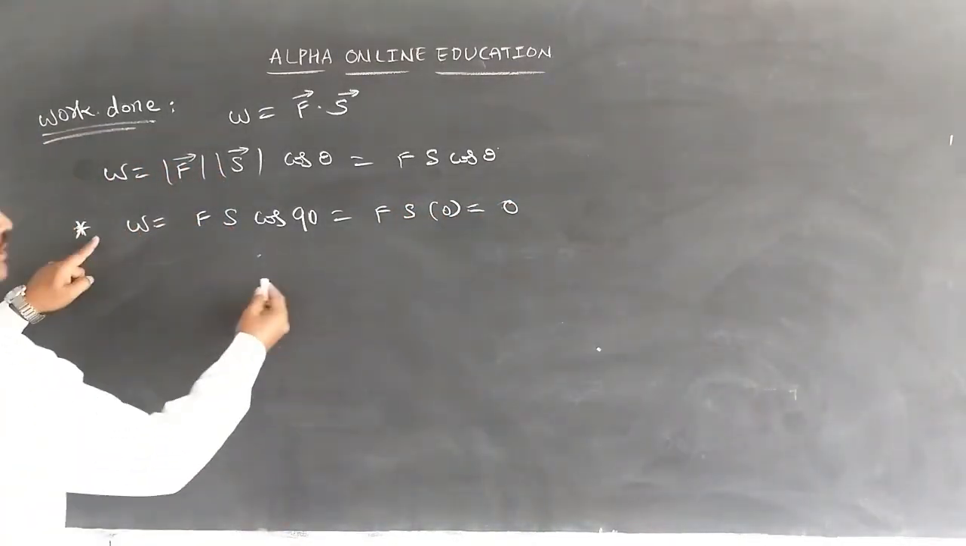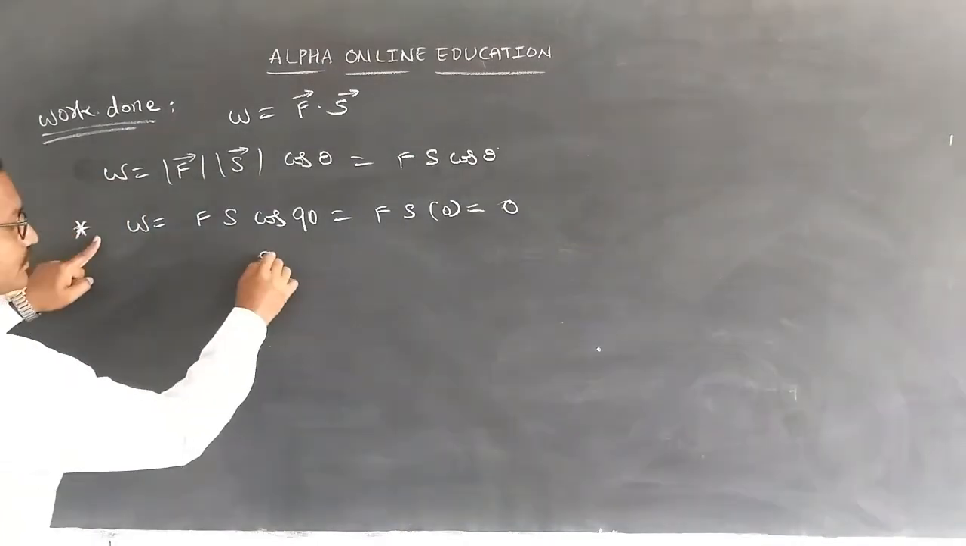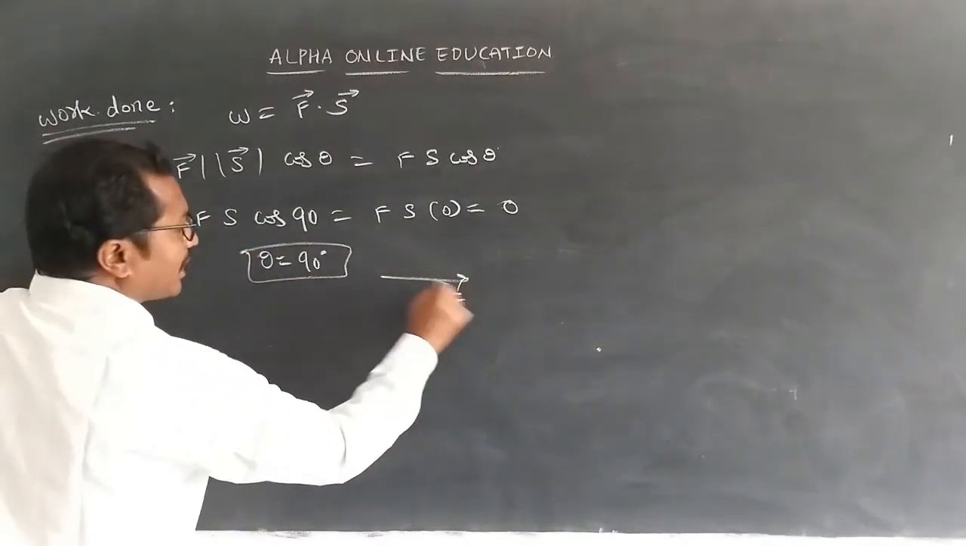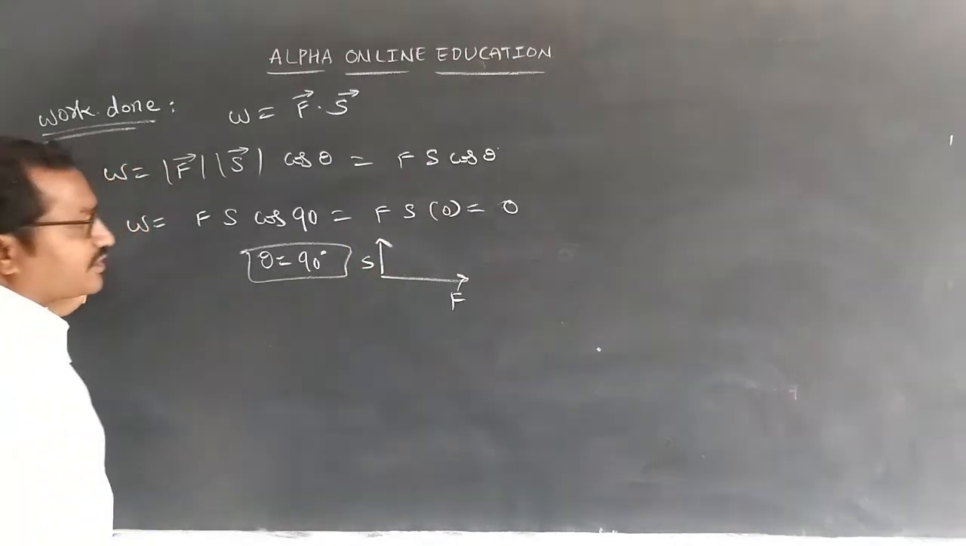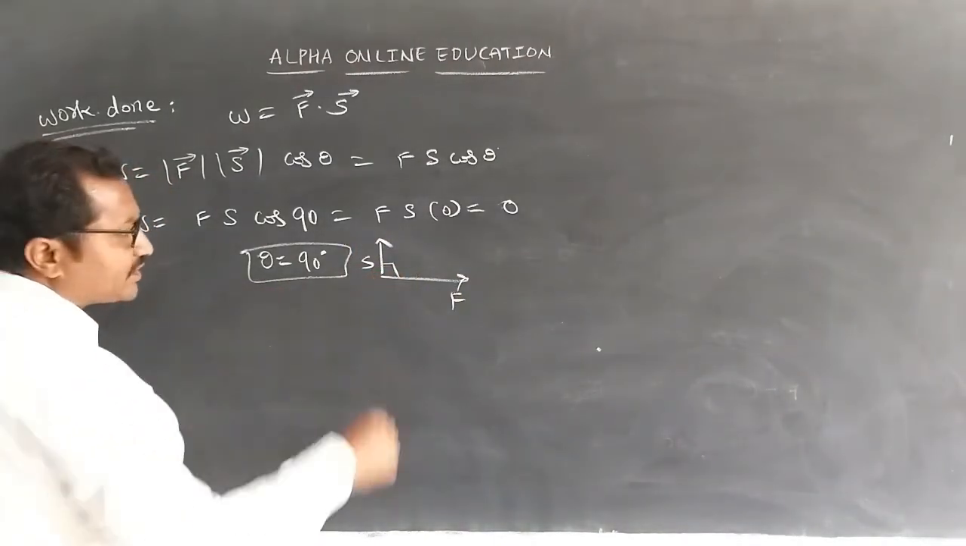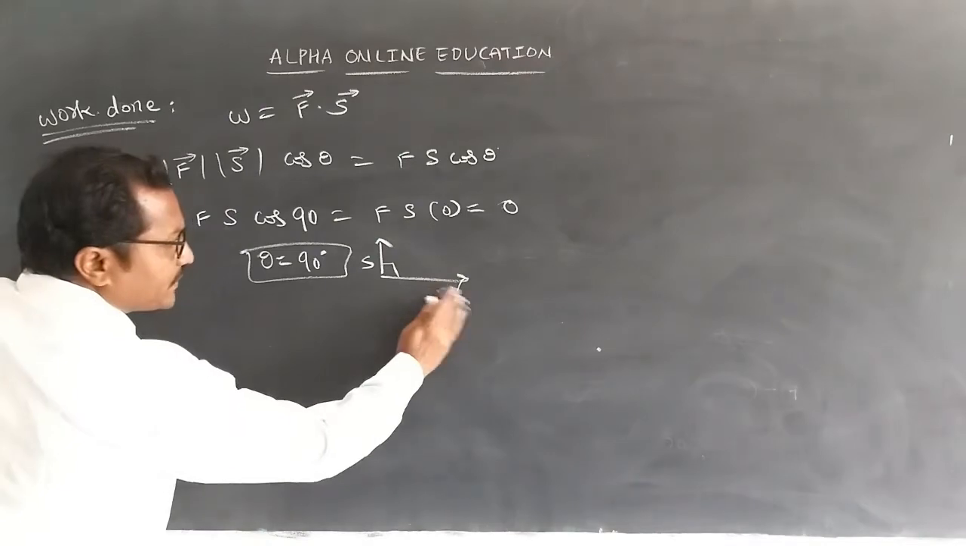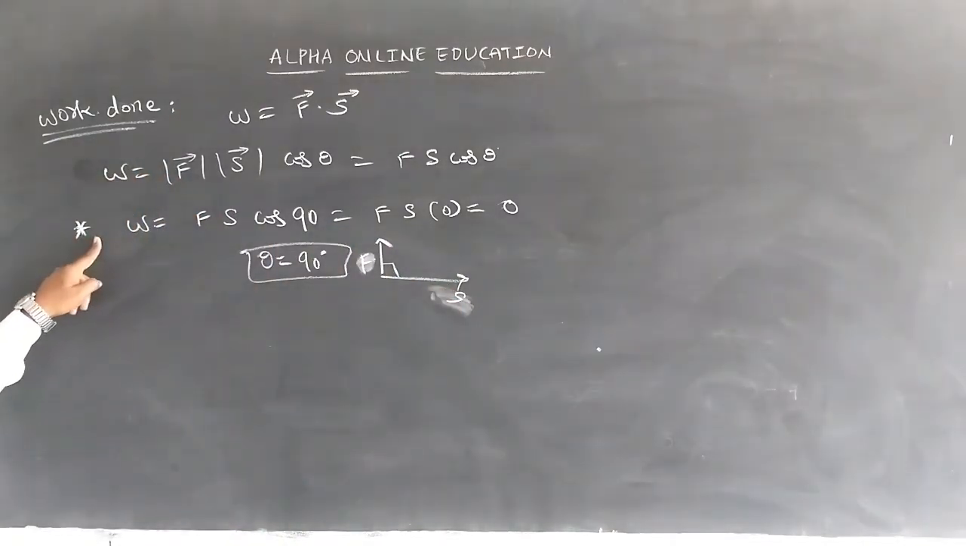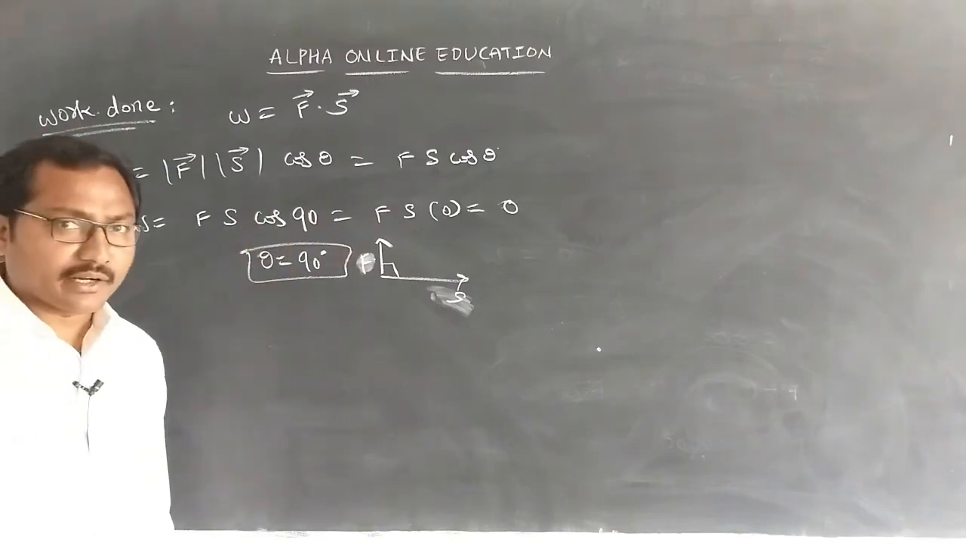It means the value of theta is equal to 90 degrees. Simple case, it is the value of F and it is the value of S, here if it is like this. Okay, generally we are taking the value of displacement like this and the force value like this. We are going to get 90 degrees. Okay, fine.